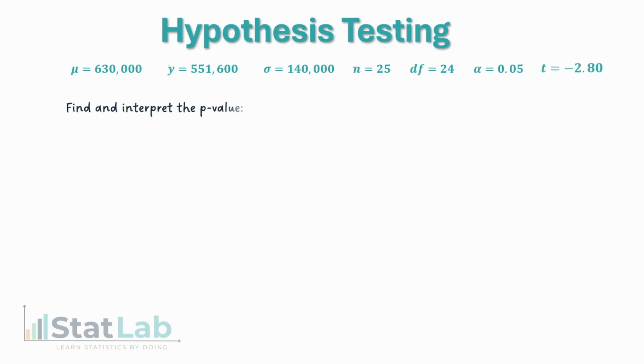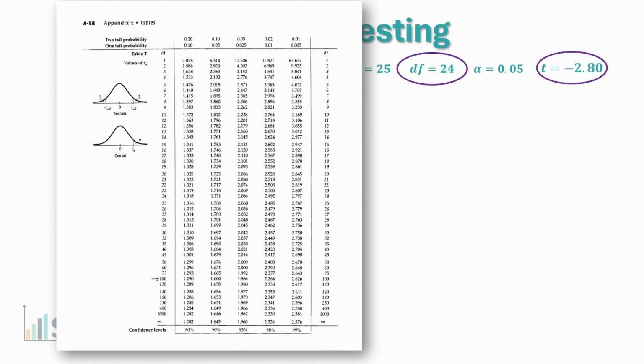Now we want to find and interpret the p-value. So we need two things to find our p-value. We need our degrees of freedom, and we need our test statistic. So let's look at a t-table. First thing we have to do is go to the degrees of freedom, which is 24. So that's going to be this row right here. And then we want to try and find 2.80. Now the t-table doesn't care about negative or positive, so you're just simply looking for the value.